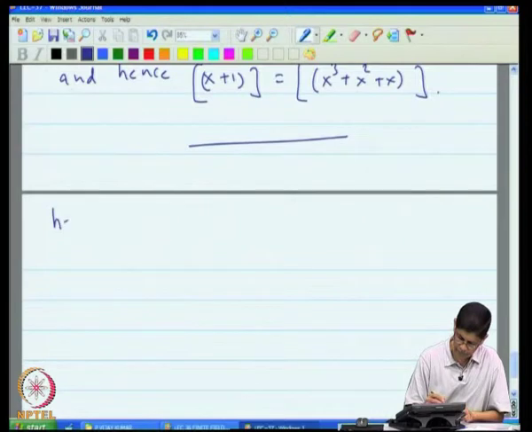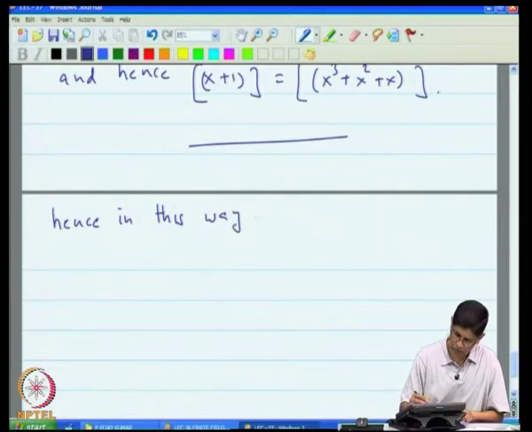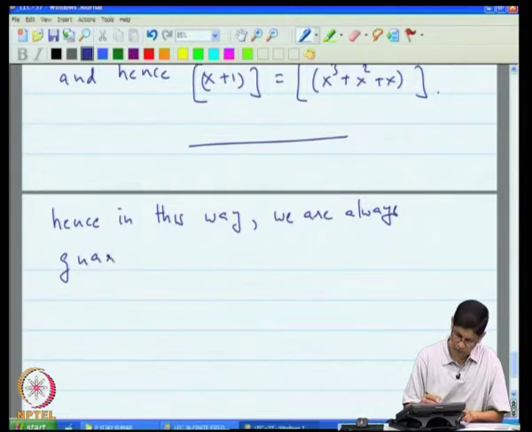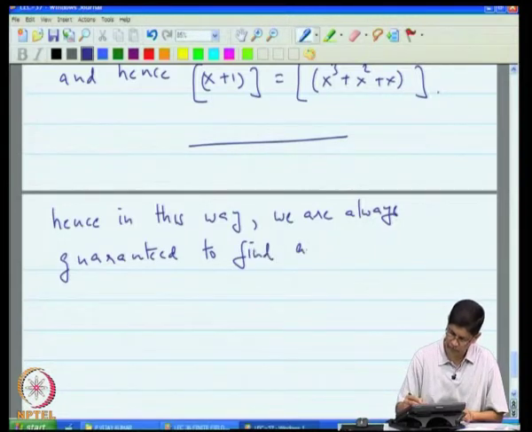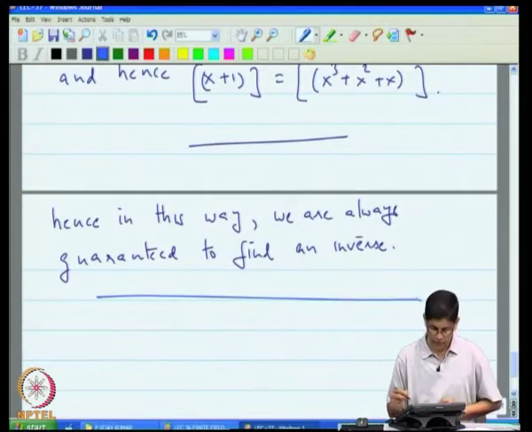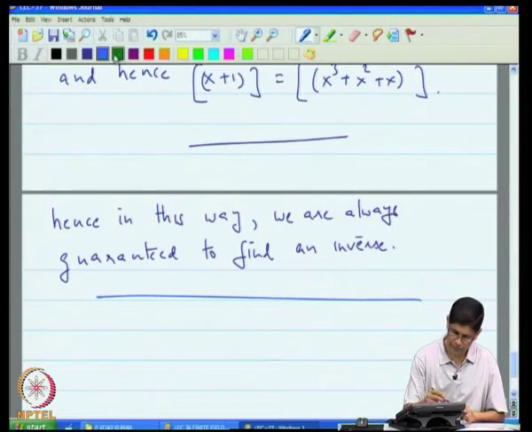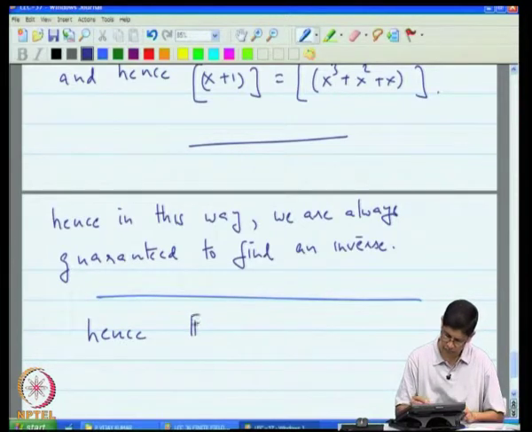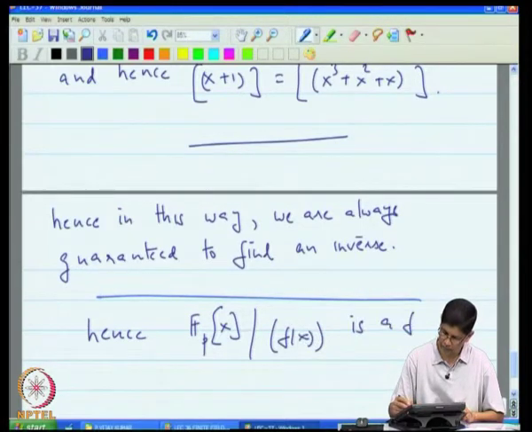Hence, in this way we are always guaranteed to find an inverse. Okay. So hence this is a field.